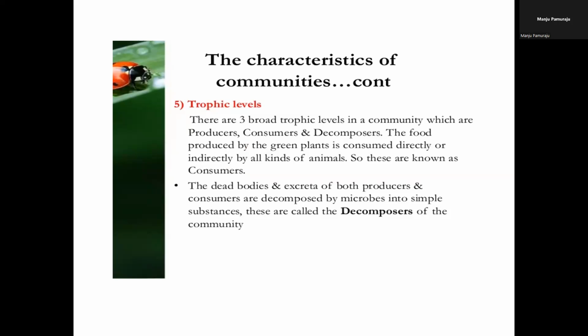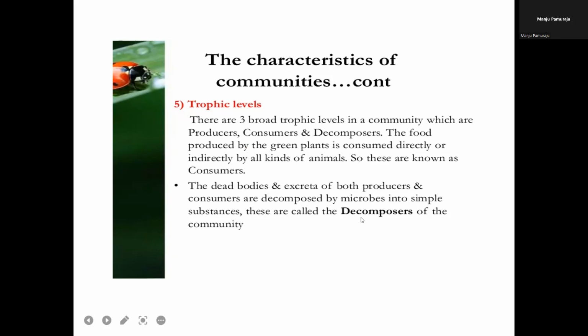And here, each one we name as a trophic level. Autotrophs constitute one trophic level, heterotrophs or herbivores constitute another trophic level, and secondary consumers constitute yet another trophic level. Like this, many different types of trophic levels are present, but the first one is the autotrophs or producers. The dead bodies and excreta of both producers and consumers are decomposed by the microbes into simple substances. So these are called the decomposers of the community.